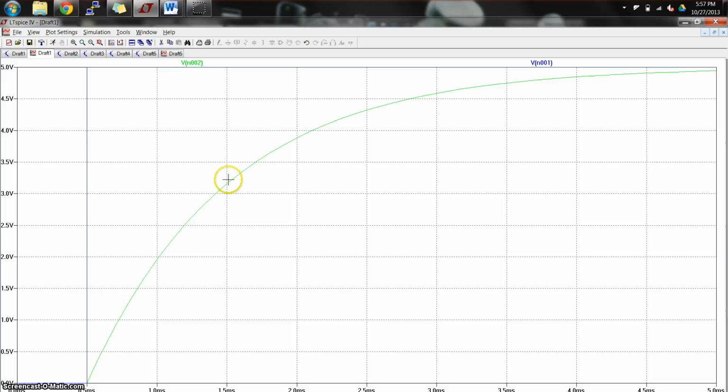And, okay, so about 3.53, I think it's about there. So you can see we're getting pretty close to about that 1 millisecond interval. I'm not sure why it's not exactly 1 millisecond. I'll have to look at that. But that's pretty much it. So that's the idea of a transient response.